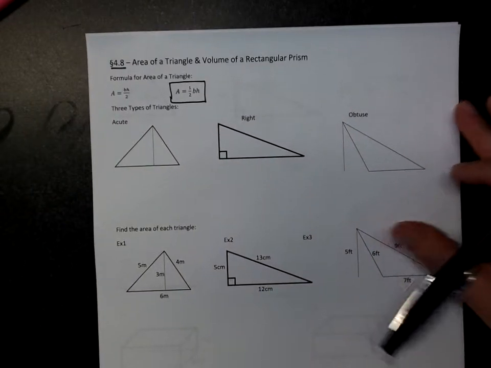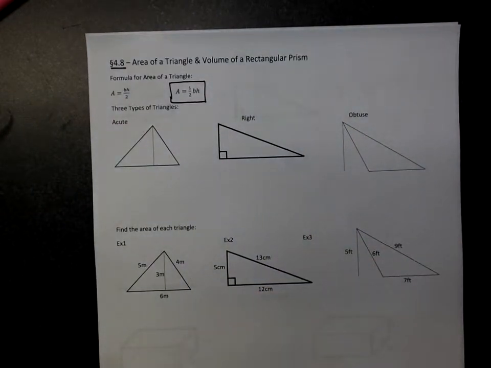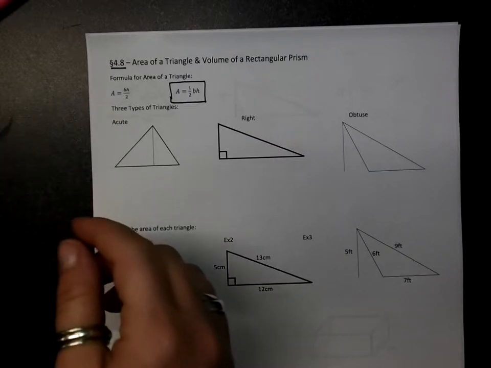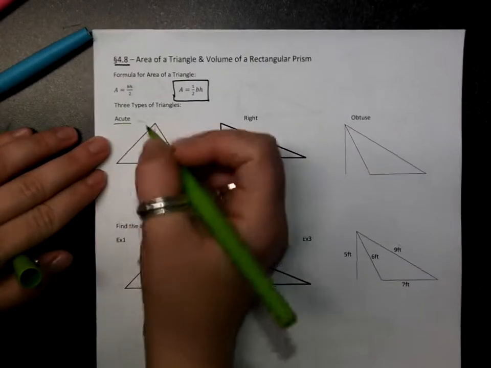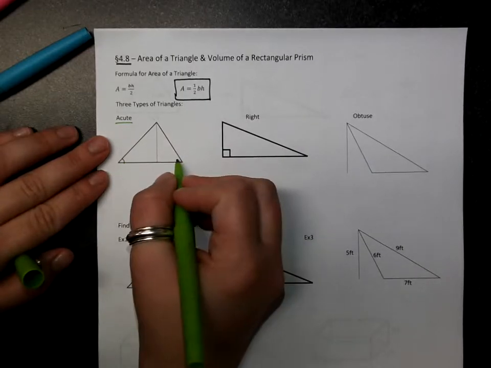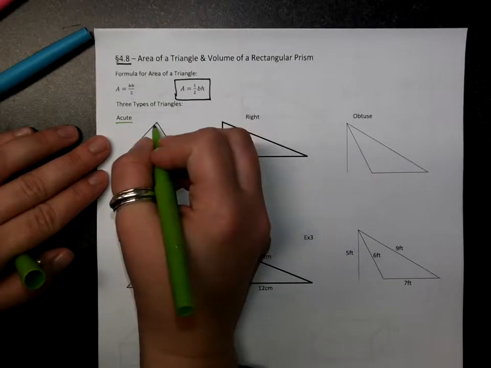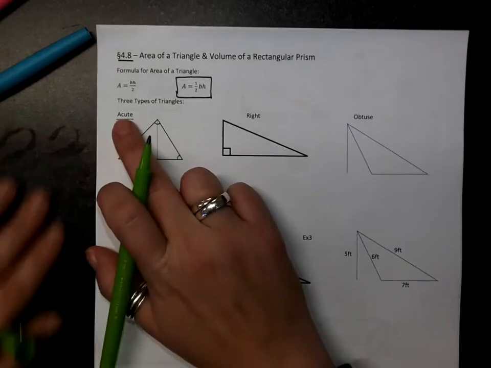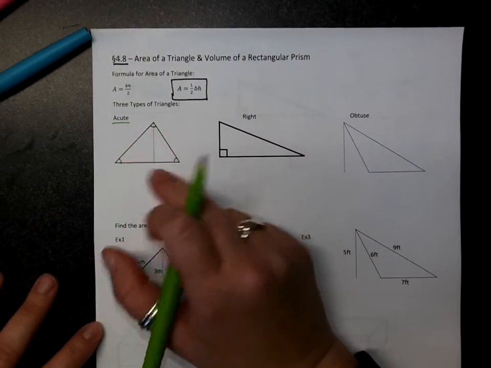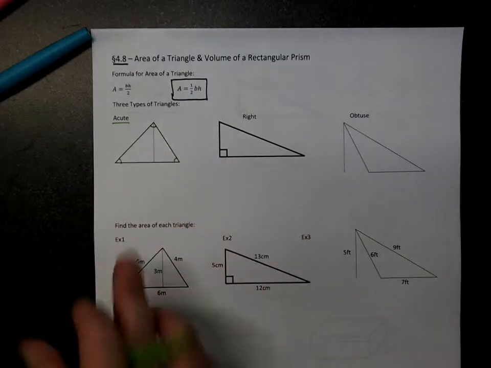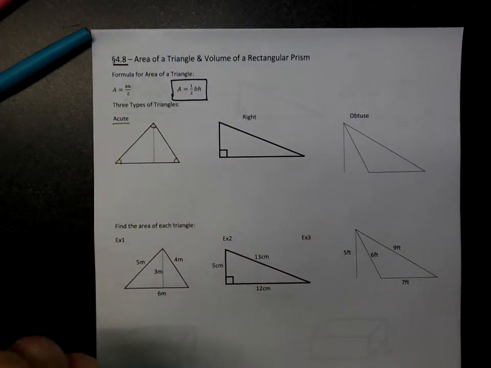There are three types of triangles we're going to work with. The first triangle is called an acute triangle. Acute is a type of angle, and we're not going to get too far into angles, but the angles are the little corners. In an acute triangle, all three angles are less than 90 degrees. Not that you need to know that part, but that's why it's called an acute triangle.